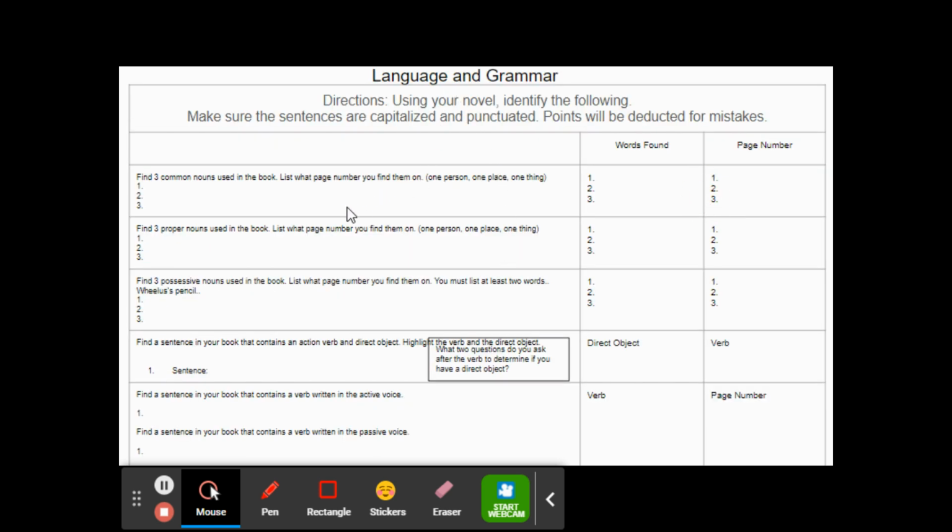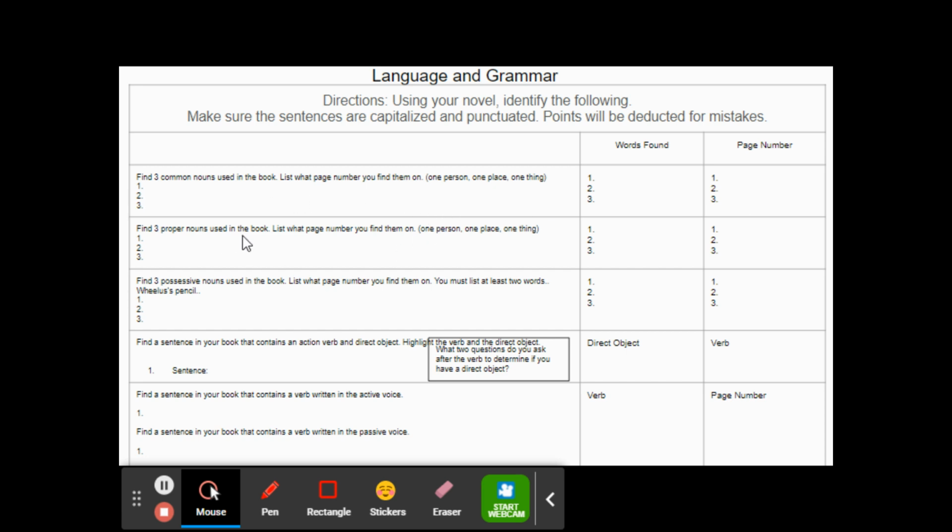Language and grammar. It says find 2 common nouns used in the book. List what page number you find them on. One person, one place, one thing. Word found, page number. You're going to type the sentence out here, okay?